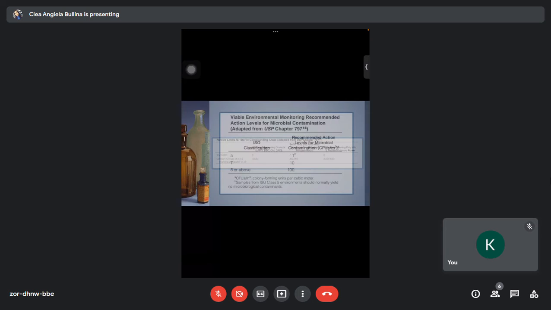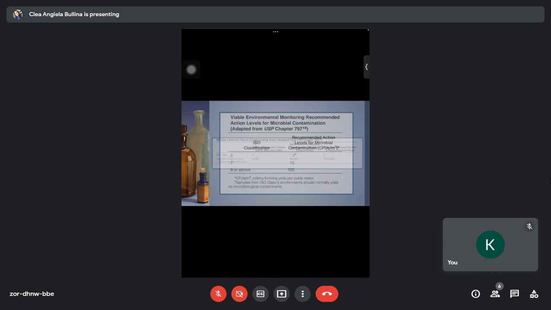Okay, so this is the viable environmental monitoring recommended action levels for microbial contamination. Okay, all of these tables are adapted from the USP. Okay, so ISO classification natin is 5.